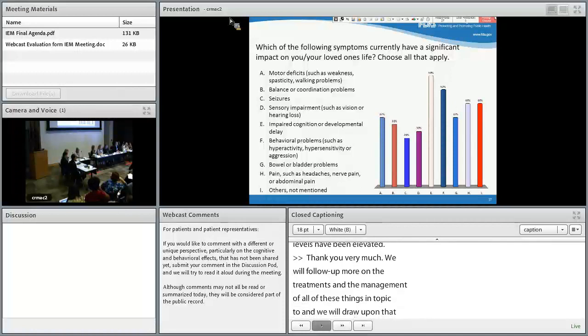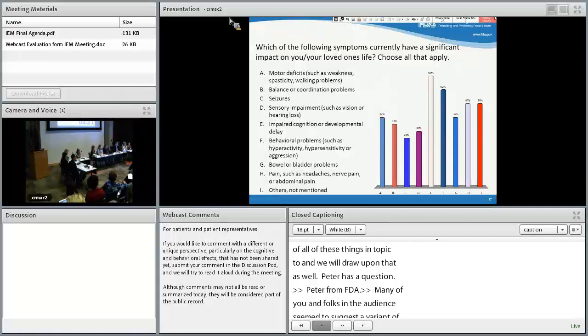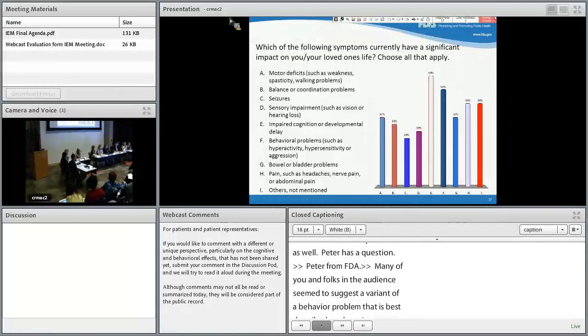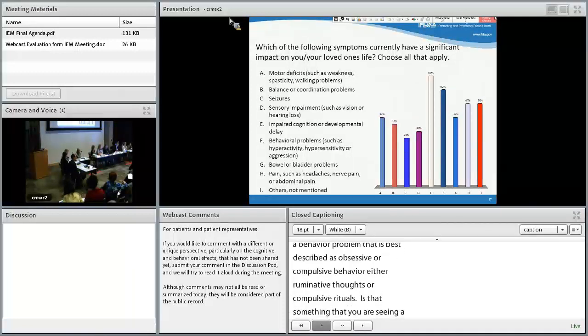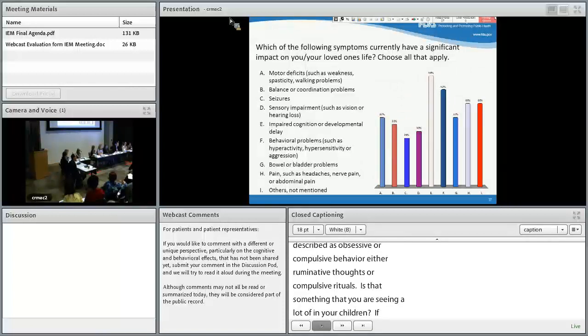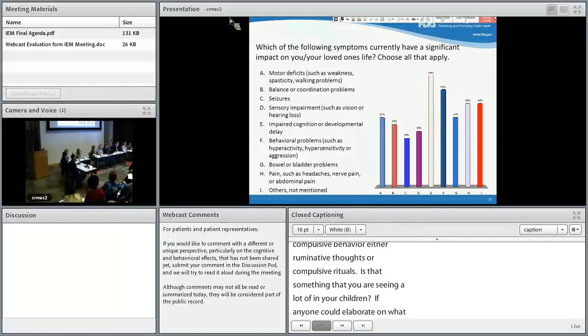Peter has a question. Hi, Peter Como from FDA. Many of you and folks in the audience seem to suggest a variant of a behavioral problem that is best described as obsessive or compulsive behavior, either ruminative thoughts or compulsive rituals. Is that something that you're seeing a lot in your children? If anyone could elaborate on what those signs or symptoms are, that would be helpful. Can we get a show of hands first for how many experience that? Okay, so we'll go with you, and then we'll go with you right there.